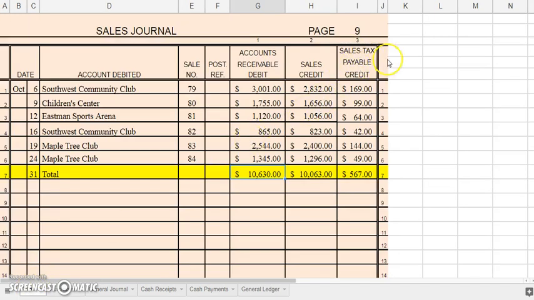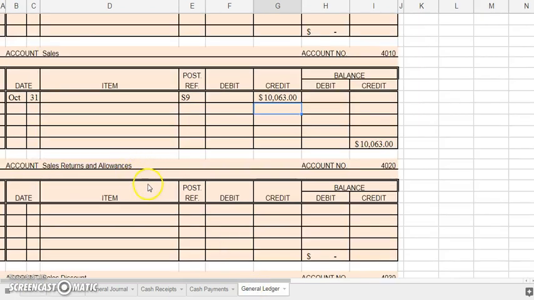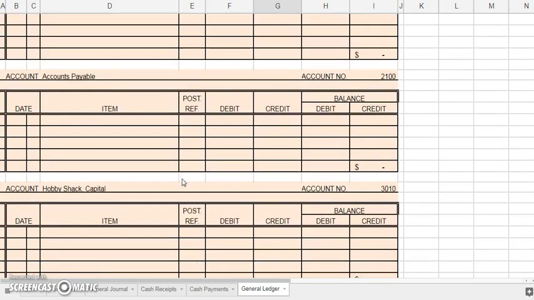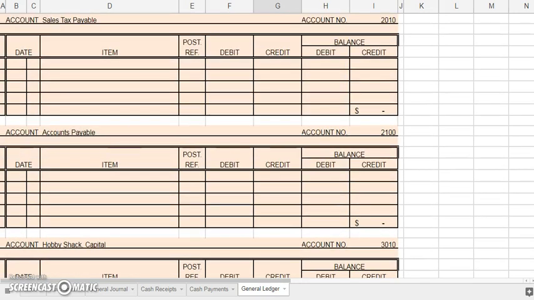I am then going to go to sales tax payable. This is also a credit, so I go back to my general ledger. I find the sales tax payable. Payable should tell me that that is a liability account, so it's in the 2000s. Here it is. So I'm going to record this one. It's also from Sales Journal 9, and it's also a credit of $567.